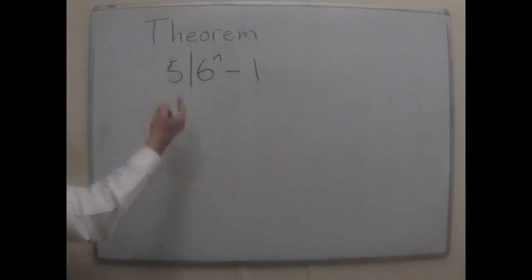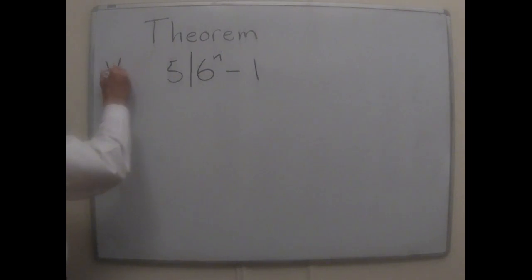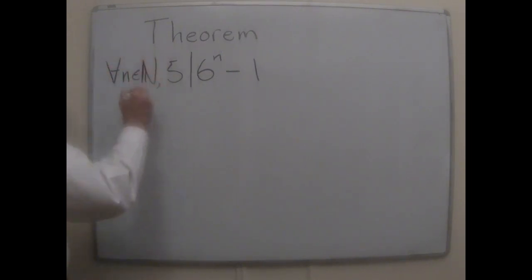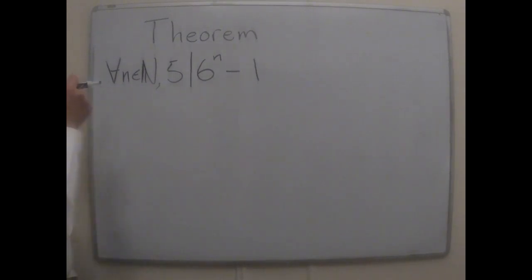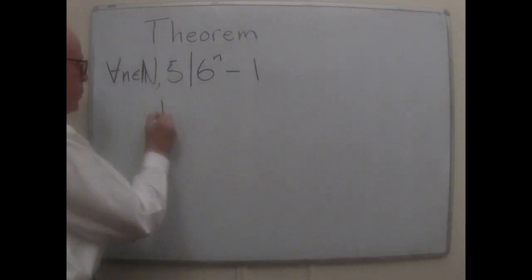How would this statement be quantified? That's for all n in the natural numbers: 5 divides 6 to the n minus 1. So there's our theorem. Kind of strangely pushed to the left because I waited to the end to figure out what the quantifier is, but okay, we'll live with that. Proof.